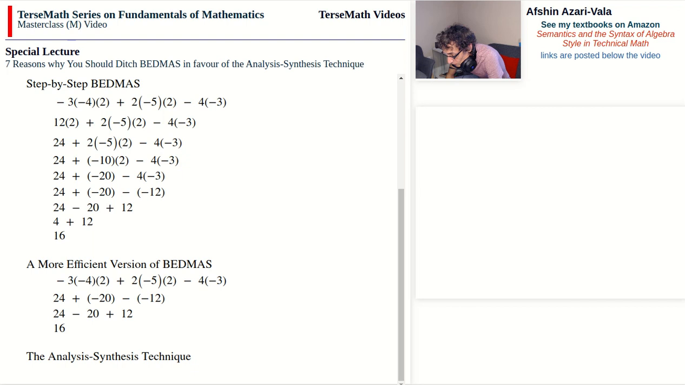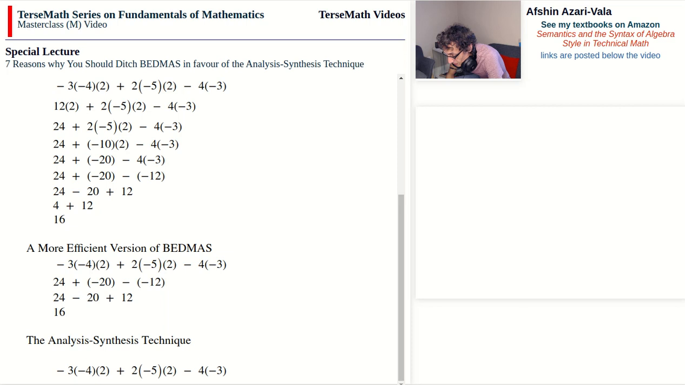Now let me show you how you would work out the problem that we had above using the analysis synthesis technique. Here, what we do is we begin with additions and subtractions outside brackets. We are trying to break the whole expression down into its logical components. And the way we can do that is to find additions and subtractions. If there are additions and subtractions inside brackets, for now we ignore them. So there is one addition here, and there is one subtraction here. And these additions and subtractions break the expression into pieces.